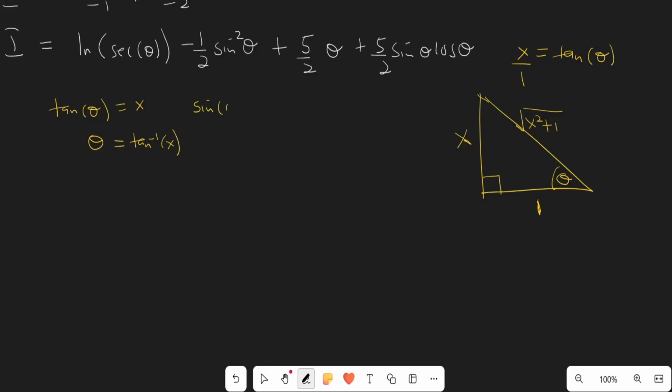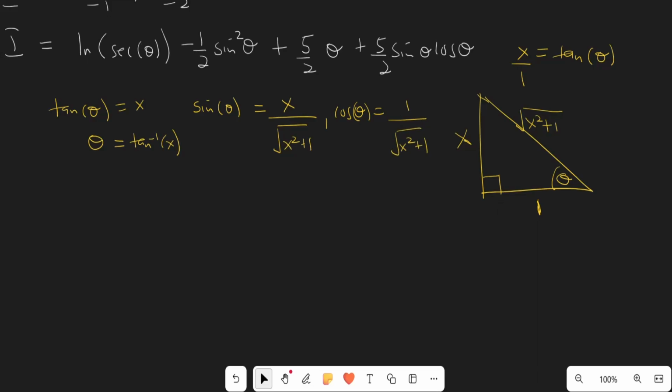Can we find sine of theta here? Sine of theta is going to be opposite over hypotenuse. Opposite is x, hypotenuse is the square root of x squared plus 1. What about the cosine of theta? Cosine of theta is adjacent over hypotenuse. Adjacent is 1, hypotenuse is the square root of x squared plus 1. So we have tan of theta, sine of theta, and cosine of theta in terms of x.